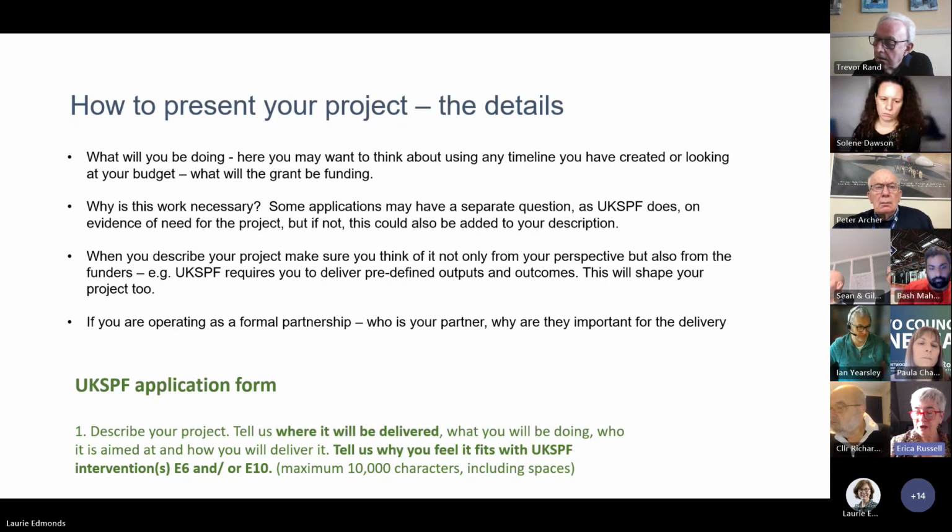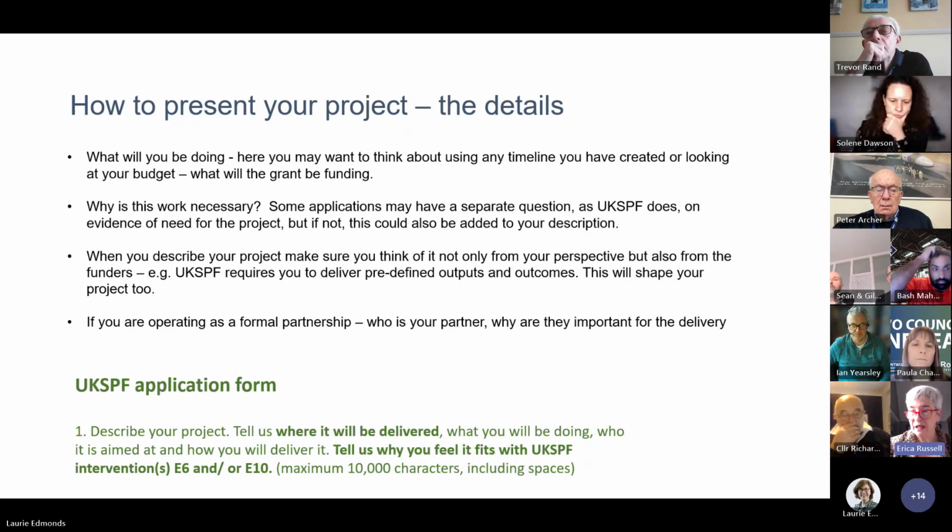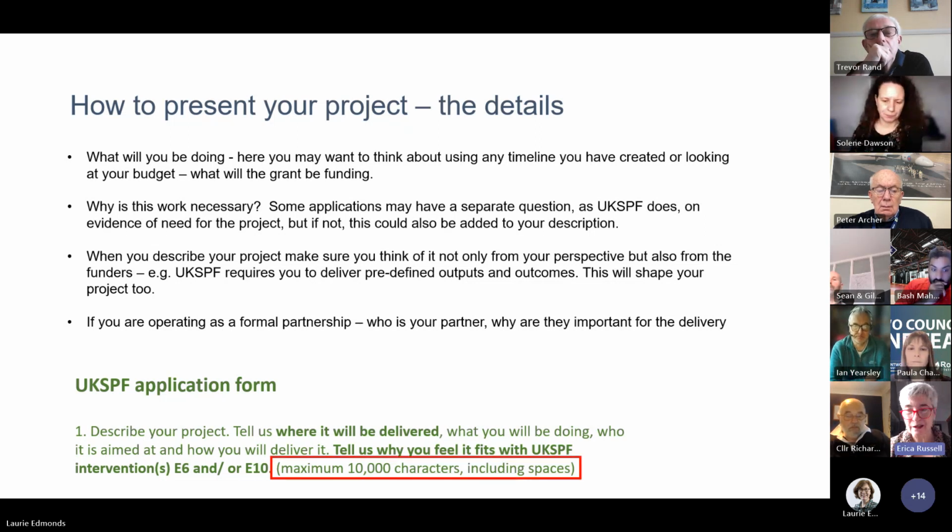At the bottom of the form, you'll see the question that will appear on the UKSPF application form. And where it will be delivered is important because it is a requirement of the funding. It does need to be within Rochford. And you'll also need to think, in this particular case, how it fits with those interventions that we looked at before. You can look at one intervention, or you could look at two. Two starts to get a little bit more complicated when you're thinking about your project plan and description, but think about how it fits.